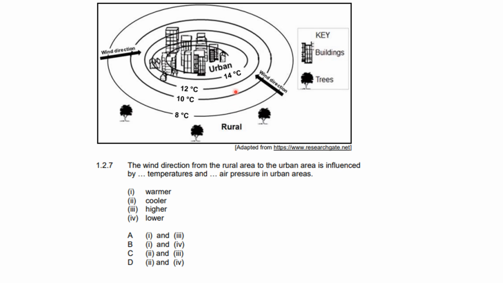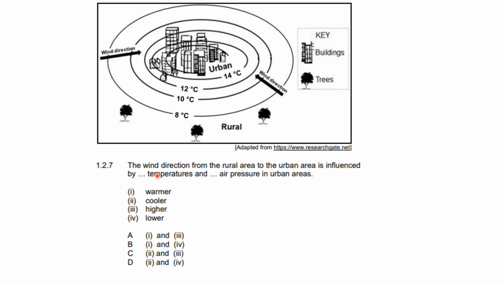If you look at the diagram here, you'll notice that the higher pressure is found in the urban area. Your rural area is only 8 degrees Celsius. Your urban area is 14 degrees Celsius. So what we need to understand here is low temperature, higher pressure; higher temperature, lower pressure.